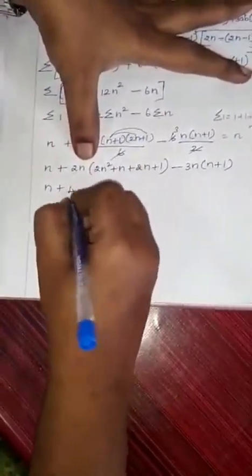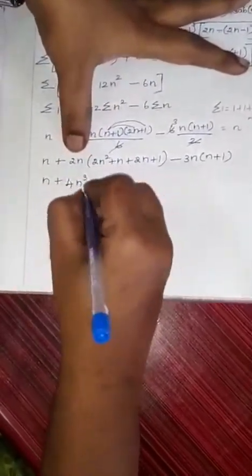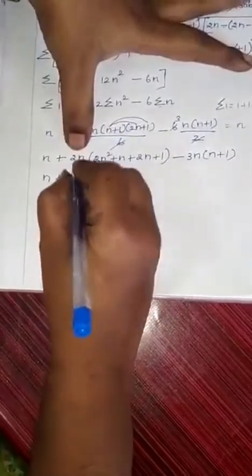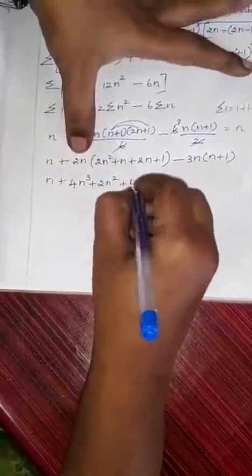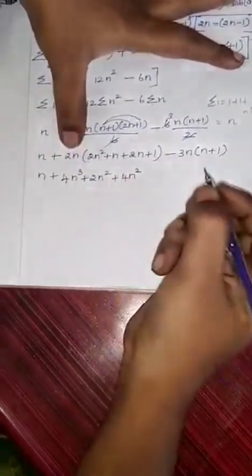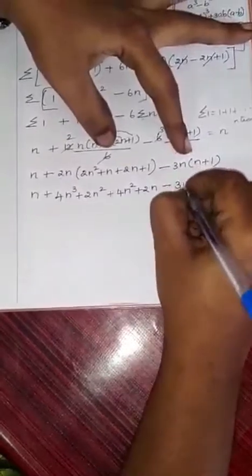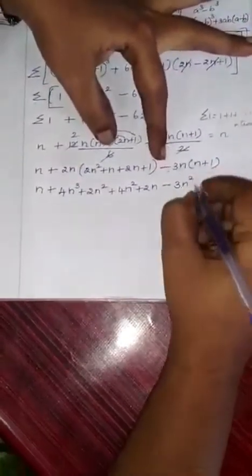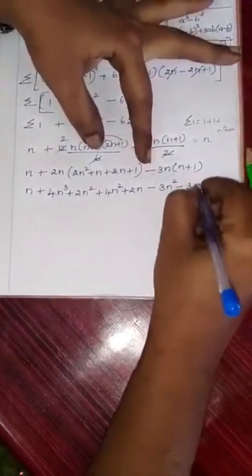2 2s are 4. n into n square, n cube. 2n into n is 2n square. 2n into 2n is, again 2 2s are 4, 4n, n into n square. 2n into 1 is 2n. Minus 3n into n is 3n square. Minus 3n into plus 1 is minus 3n. Okay, so now simplify this.